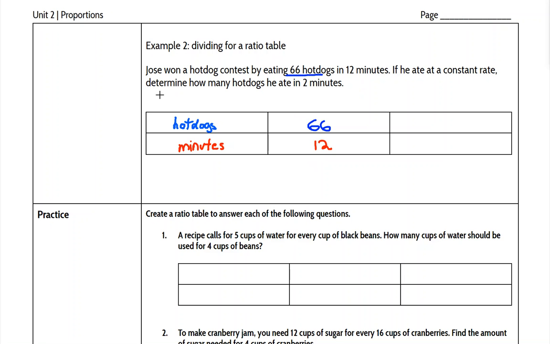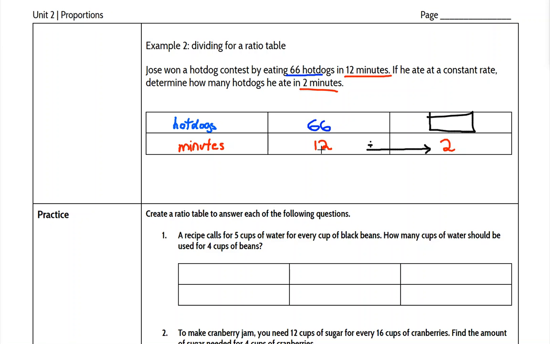If he ate at a constant rate, determine how many hot dogs he ate in 2 minutes. So we had minutes here and minutes here. We're putting minutes in the bottom, so I know this is compared to 2 minutes. So now we're going to use equivalent ratios to figure out how many hot dogs he ate in 2 minutes. To create our equivalent ratios, we scale up or scale down. So let's compare it. 12 to 2, did we get bigger or smaller? We got smaller, so we scaled down. If we're scaling down, that means we are dividing.